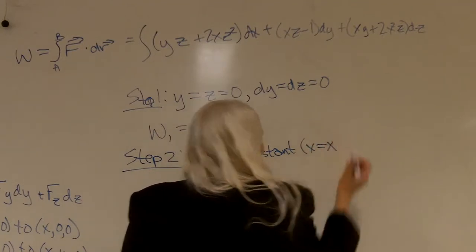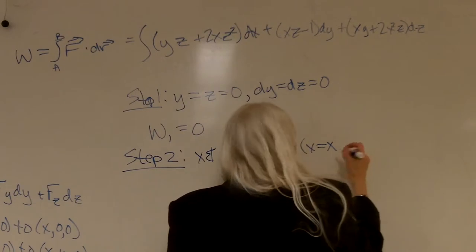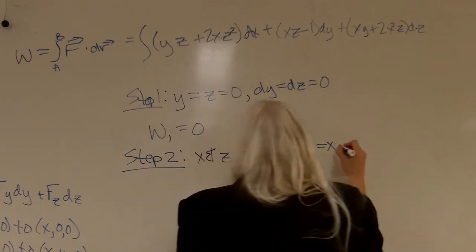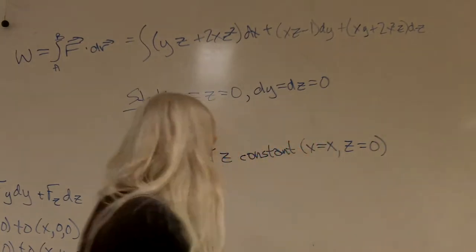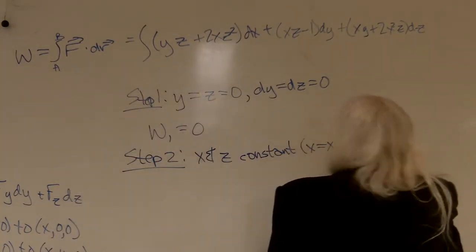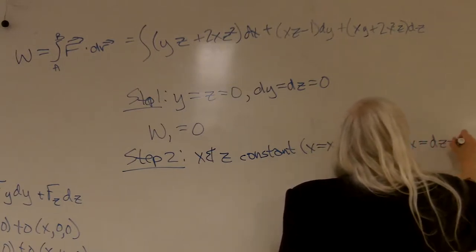In the x case, it's just equal to, again, what I call the generic value of x, but I am holding that constant. I'm not letting it vary now. And z is being held fixed at 0. Okay? Well, anyway, since x and z are both constant, dx and dz are both 0.